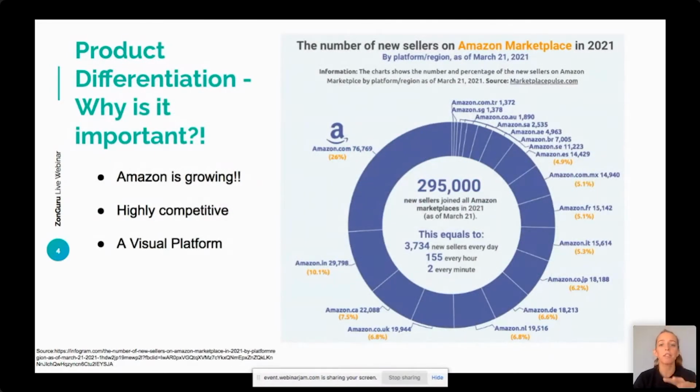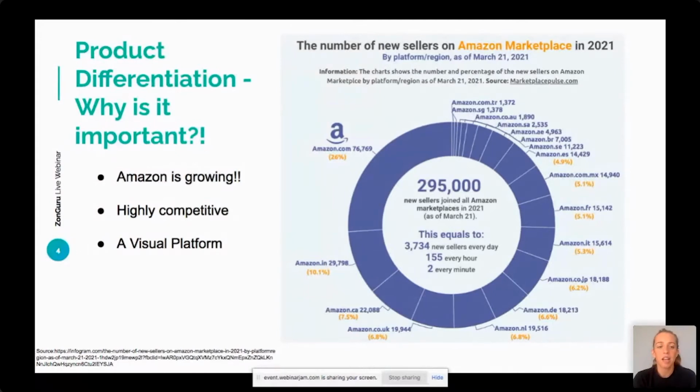Firstly, Amazon is growing and it's super exciting. Globally, it is just exploding all over the world. The graph that I have up here is actually pretty cool. It's from March of this year, so it's super relevant to right now. As you can see, it shows you where the growth is happening all around the world. From this graph, it's saying that every 2 minutes there is a new seller. So every 2 minutes there is a new seller, a new product, more competition on Amazon.